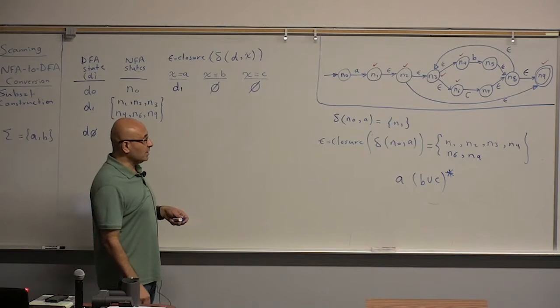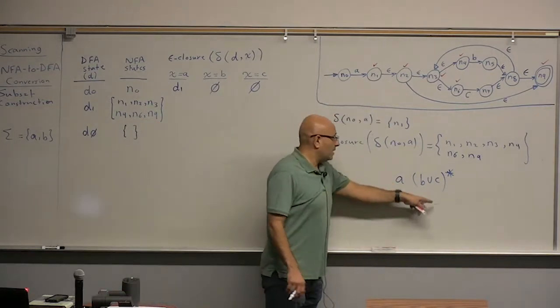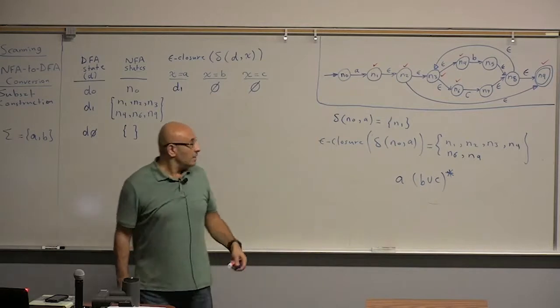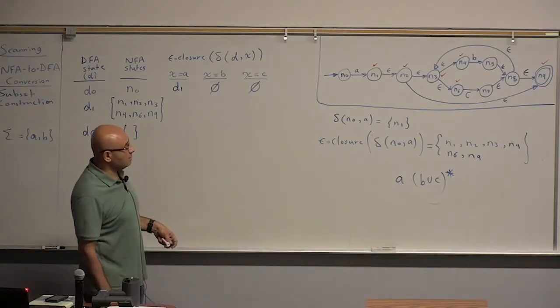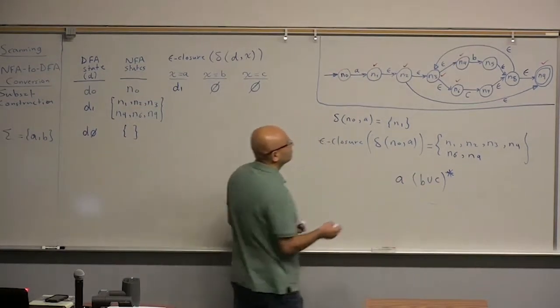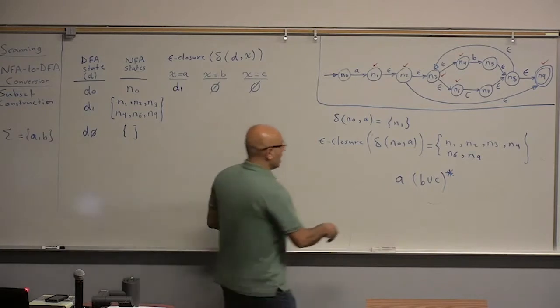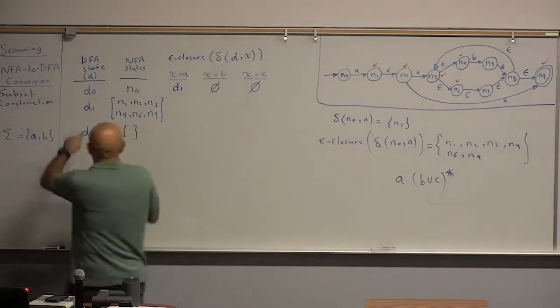Okay. So we did this last time. This is the NFA that we constructed for the regular expression A concatenated with B union C star. The star is for the union. All right. So now we will have to find transitions for this D1.